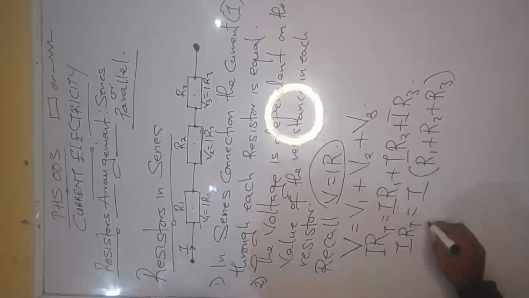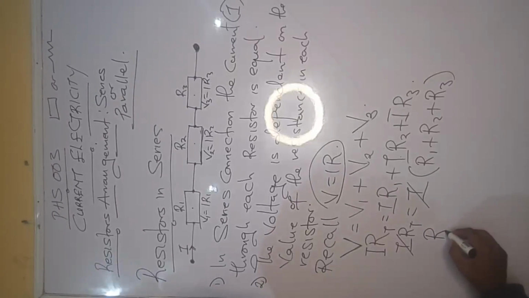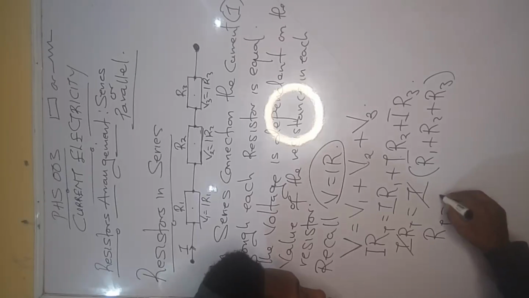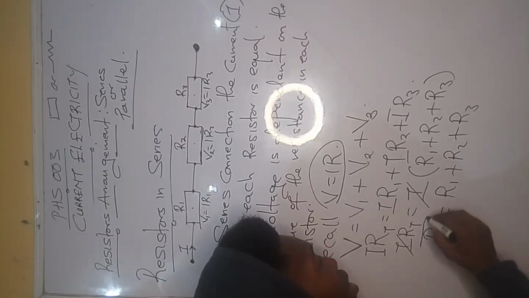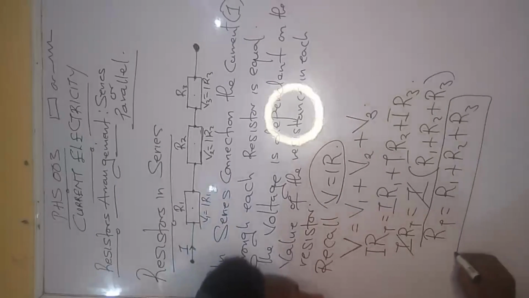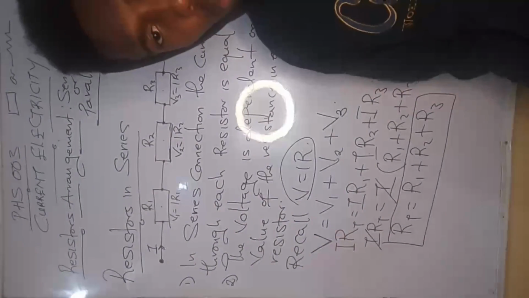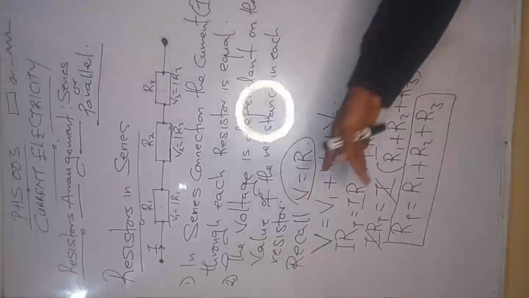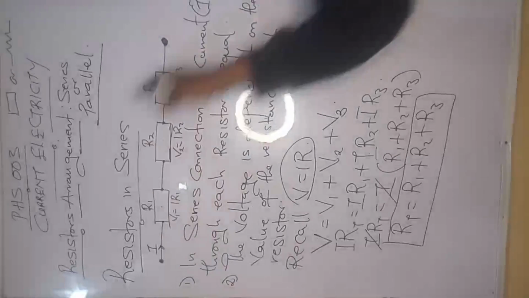Okay, so when you do that, this I here can cancel this I here, and that's what makes us have RT equals R1 plus R2 plus R3. So in a series arrangement of resistors, our R is our total resistance. In a series arrangement of resistors, our total resistance in this place, which we call the effective resistance.